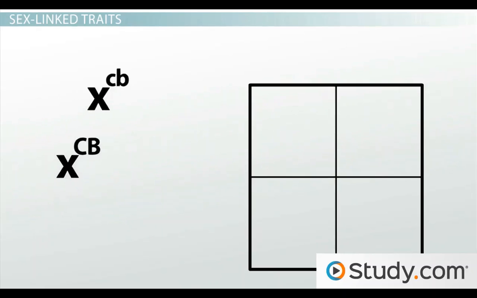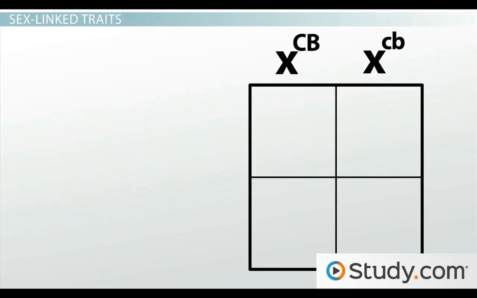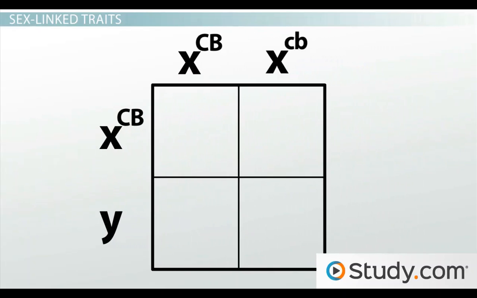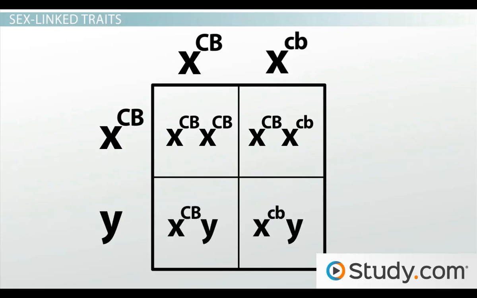So let's consider the children of a woman who is heterozygous for the colorblind gene and a man who isn't colorblind. Okay, so how many girls are going to be colorblind? If we look at our Punnett square, we can see that both of these girls have at least one big CB allele. So none of the daughters are going to be colorblind because each of them has at least one good colorblindness gene. How many of the boys will be colorblind, though? Well, half of the sons are going to be colorblind because half of them are going to receive the recessive cb allele from their mother.